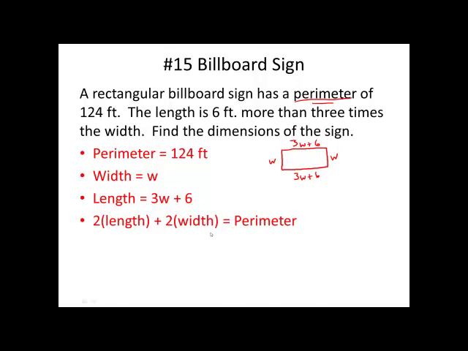So since they have the same measurements, we can use this formula here to find the perimeter of a rectangle. 2 times the length plus 2 times the width should give us the perimeter of a rectangle. Or in this case, 2 times (3W plus 6) plus 2 times W would equal 124.